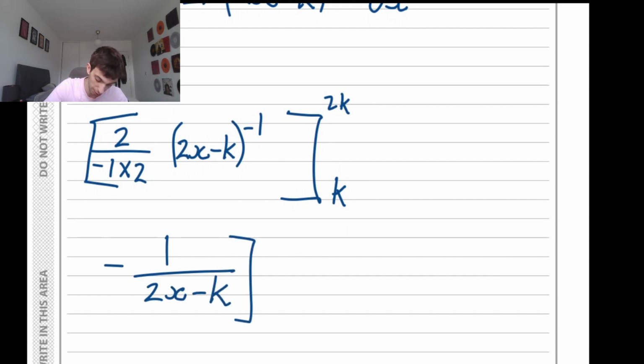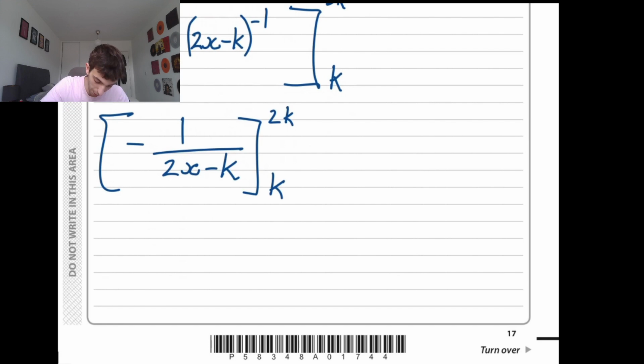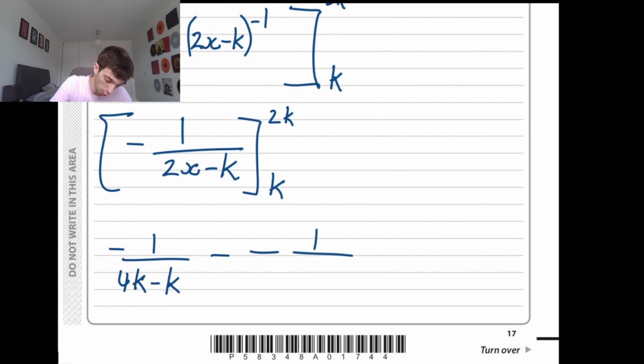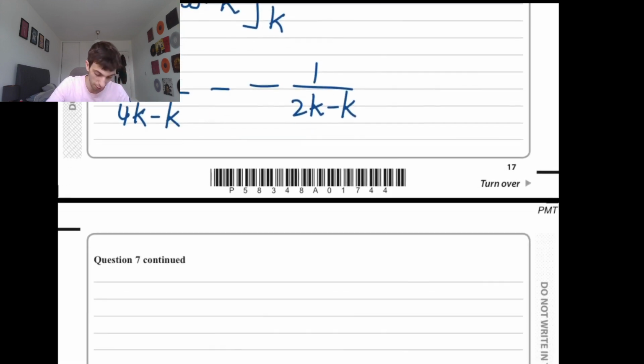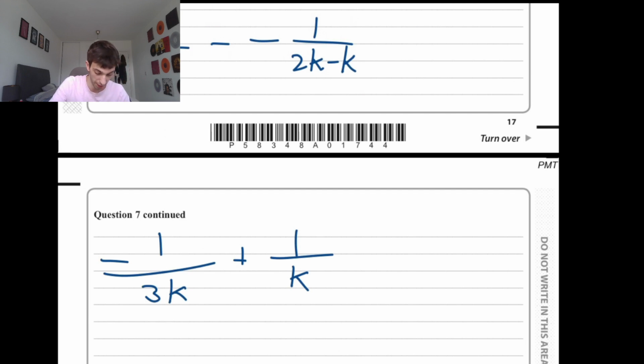And then from here, we just have to plug in our limits of 2k and k. Remember, we're trying to show that it's inversely proportional to k, so let's see how this goes. Plugging in 2k, we have minus 1 over, so 2 times 2k, that's going to be 4k minus k, which is just 3k. But let's go step by step. So that's minus 1 over 4k minus k, which is minus 1 over 3k. Then for k, 2 times k is 2k, so 2k minus k, minus minus, so it's going to be plus 1 over 2k minus k, which is just plus 1 over k.